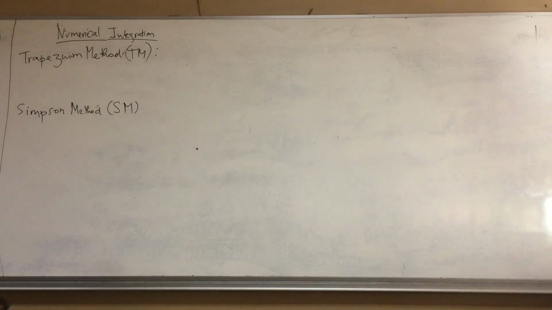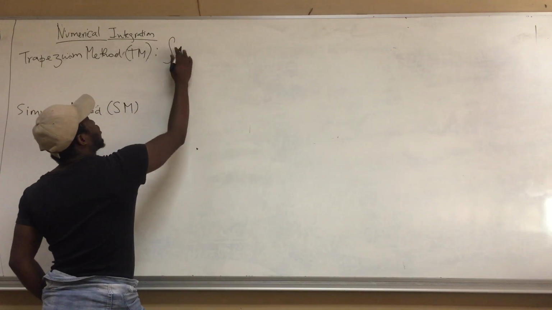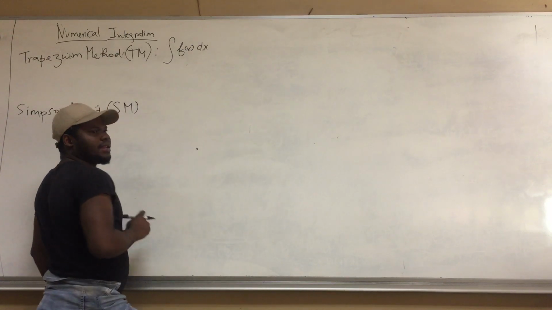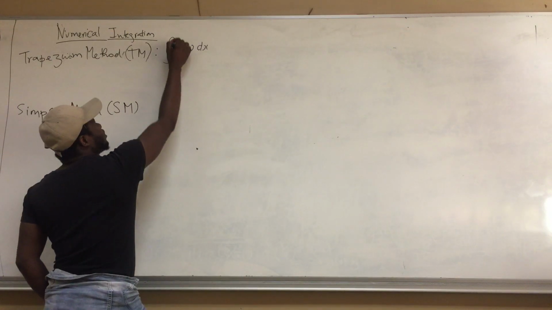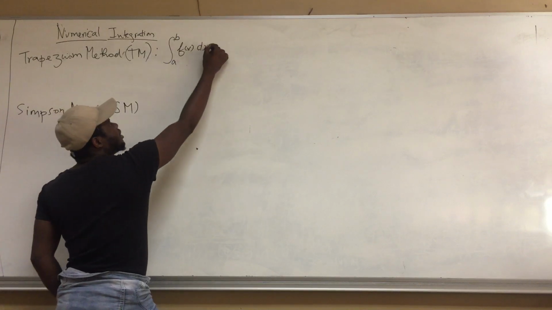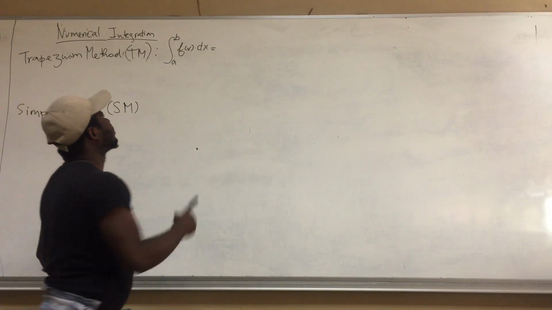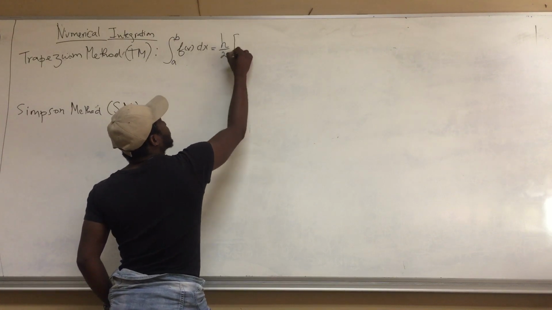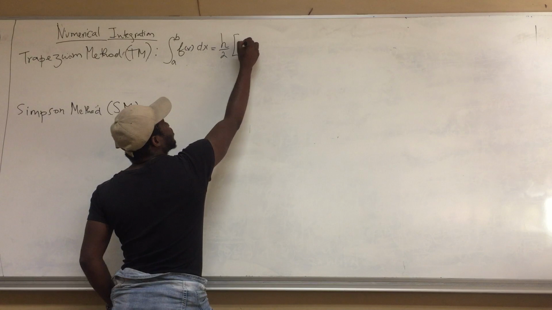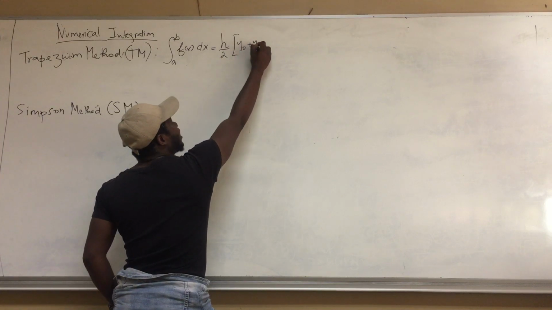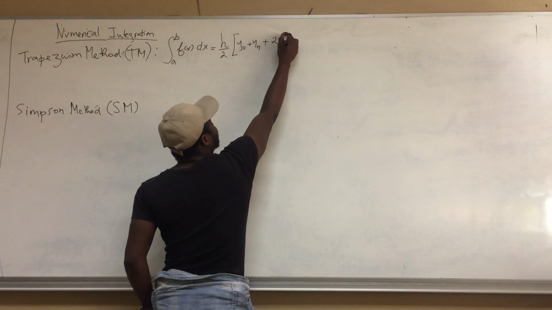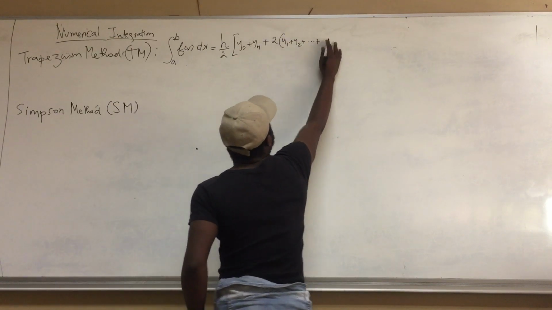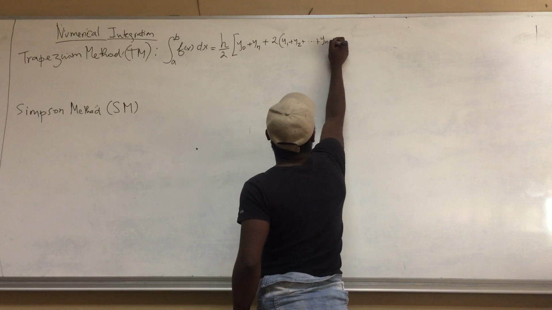The trapezium method says when you have the integration of a function f of x dx with limits from a to b, it is equal to h divided by 2. You open the bracket: y0 plus yn plus 2 times y1 plus y2 plus dot dot dot plus yn minus 1. You close the bracket.